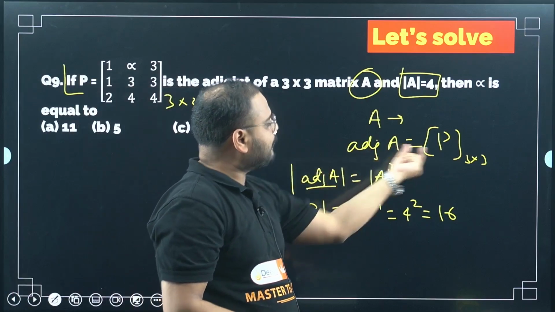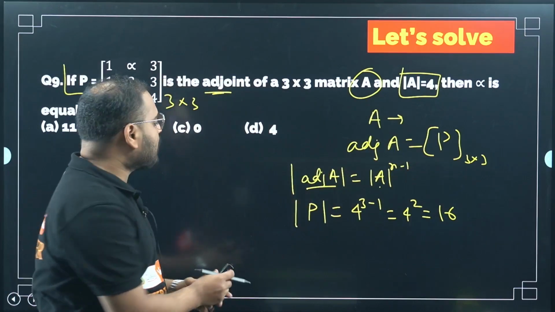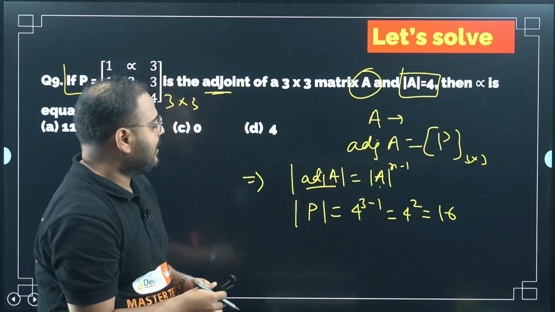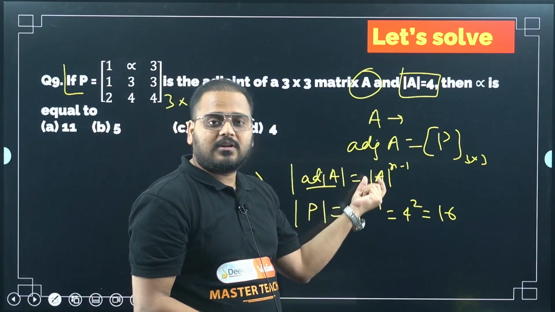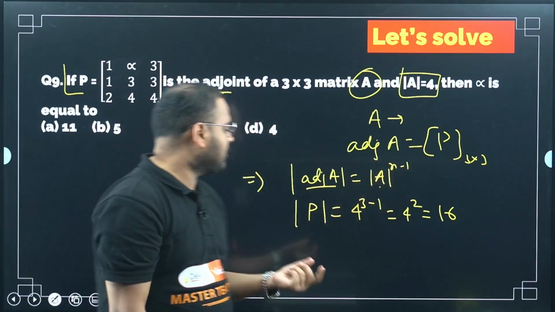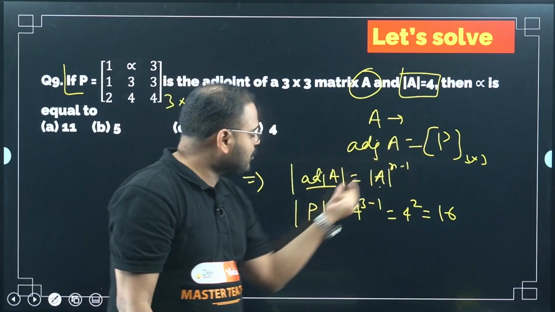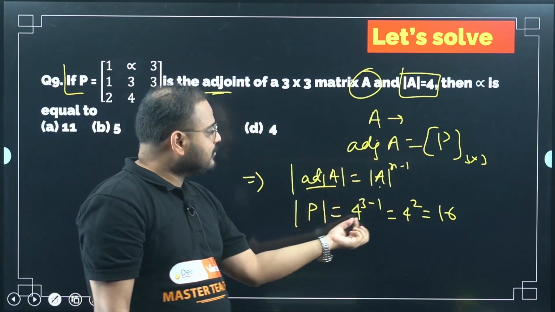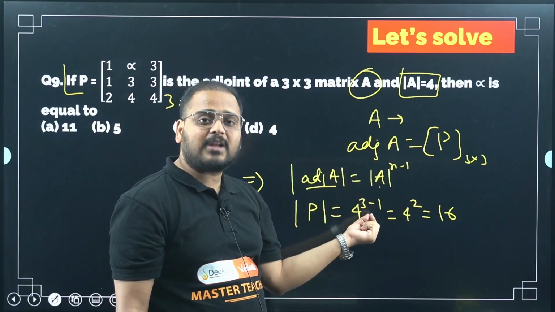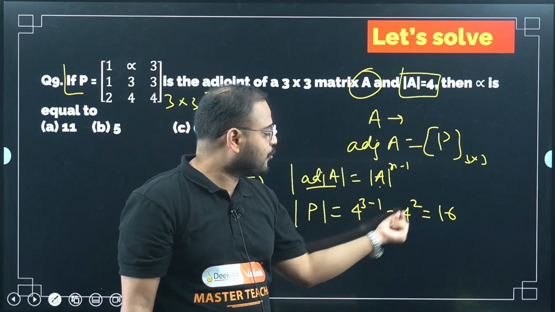So I have written here adjoint of A is P. We know this property. Determinant of adjoint A is equal to determinant A to the power n minus 1. So adjoint A is nothing but P, so I wrote here as P. Correct? This is given as 4. So 4 power 3 minus 1. 3 is the order, 3 minus 1 is 2. So 4 square is 16.